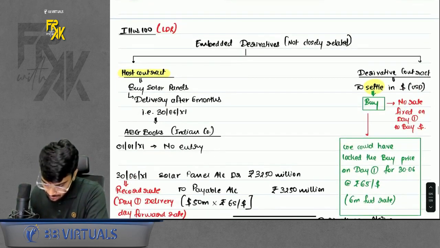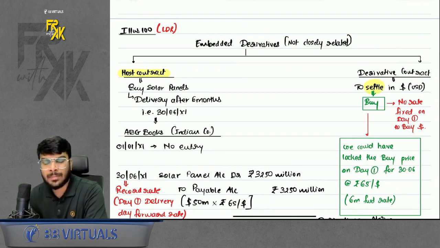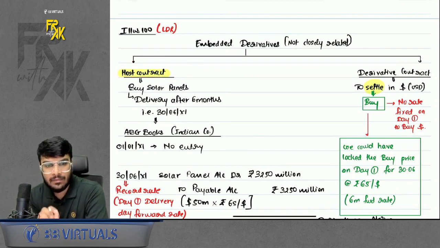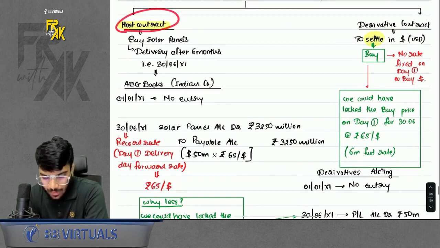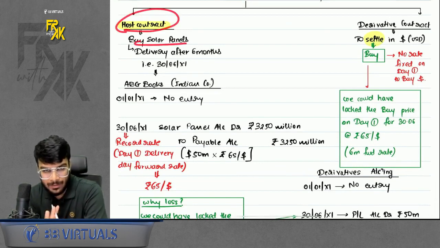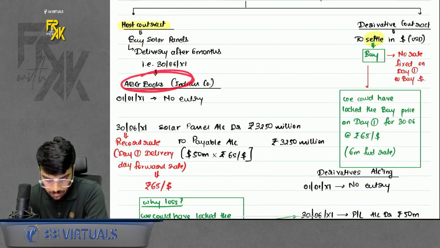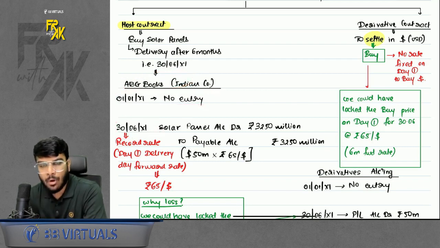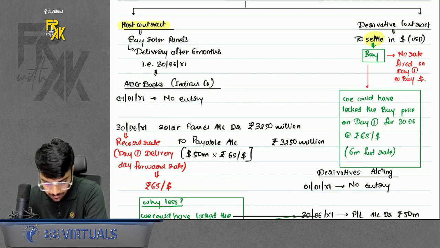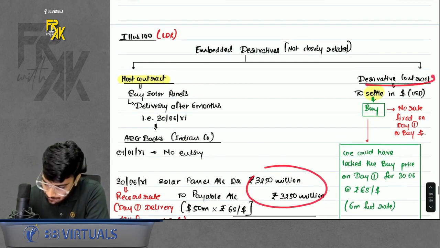Then we had illustration number 100. It is a pretty straightforward question. I'll teach you how to do the accounting. The host contract is always recorded at day one's forward rate. So the host contract in illustration number 100 was to buy solar panels. You will not record on day one. You will record the solar panel on the delivery date, but at what rate? On day one's forward rate. This is the rule. Do remember that. Done. Then treat the derivative part separately.